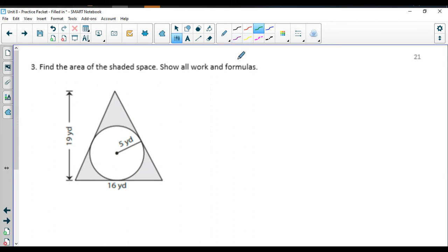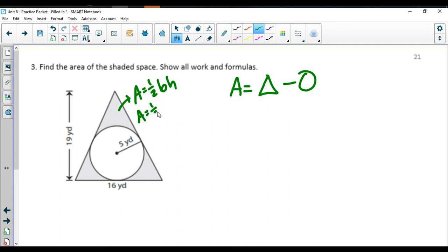Show all work in formulas. So looking at my area here, the shaded spot would be to find the triangle and to take away that circle. So for my triangle, 1/2 times base times height, I'm going to do 1/2 times 16 is my base times 19 is my height. So that will give me 152.